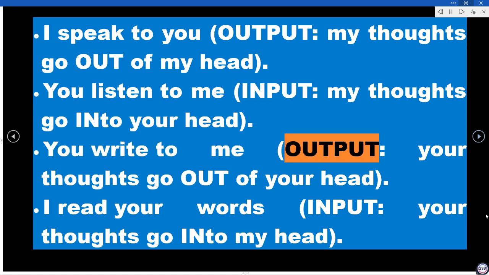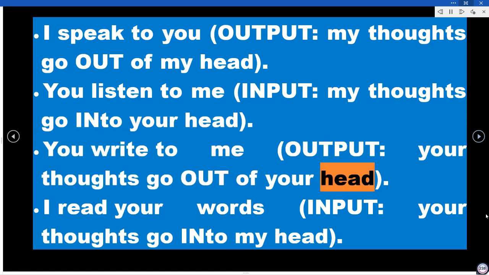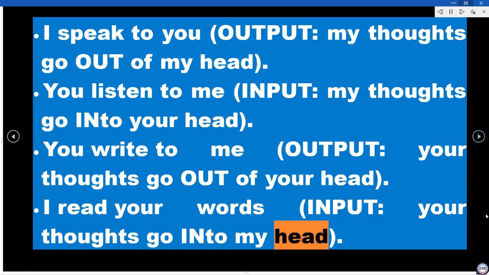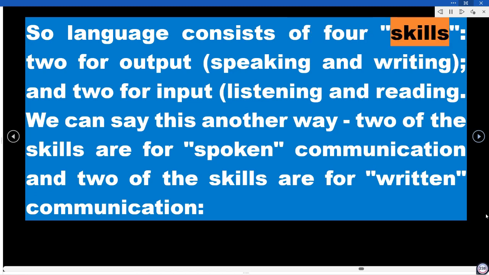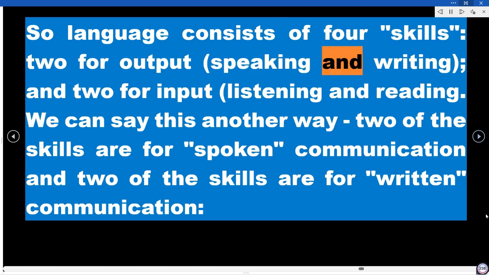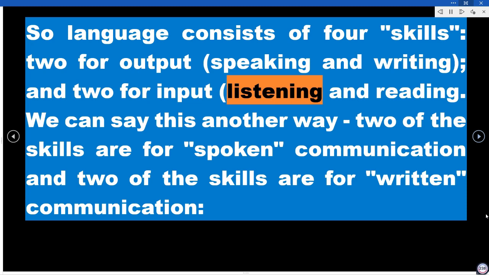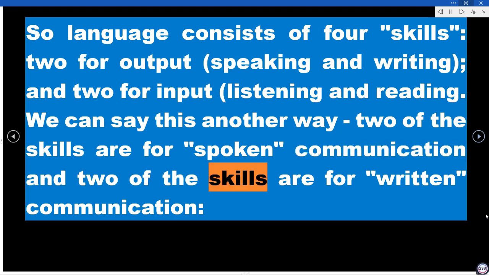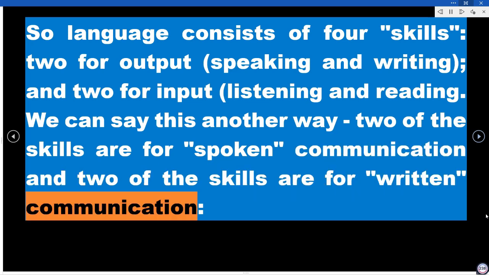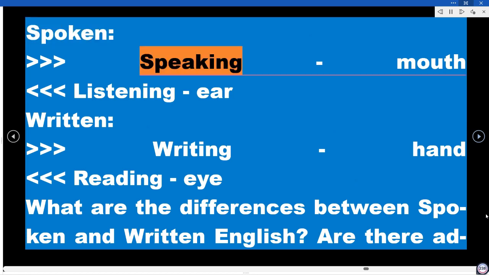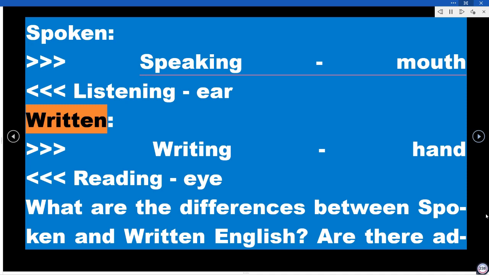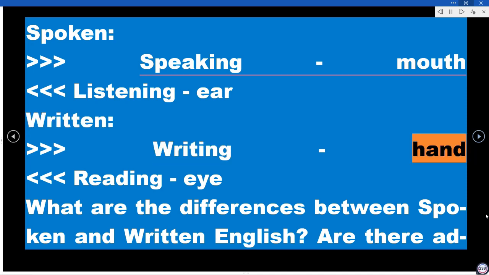You write to me, output, your thoughts go out of your head. I read your words, input, your thoughts go into my head. So language consists of four skills, two for output, speaking and writing, and two for input, listening and reading. We can say this another way, two of the skills are for spoken communication and two of the skills are for written communication. Spoken. Speaking, mouth. Listening, ear. Written. Writing, hand.